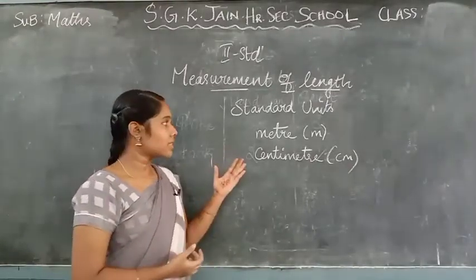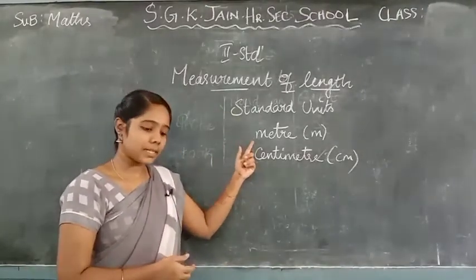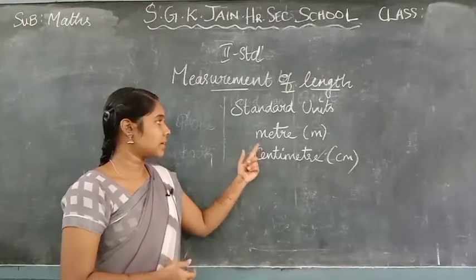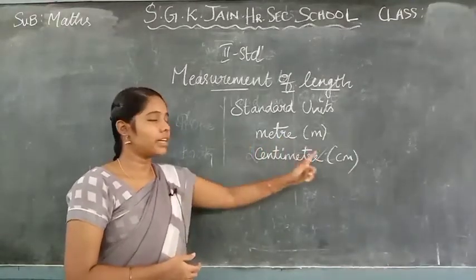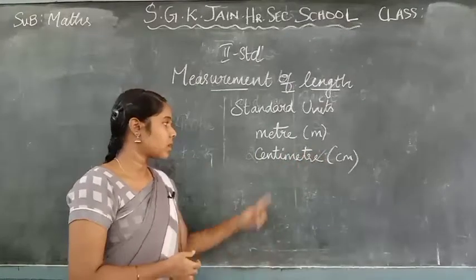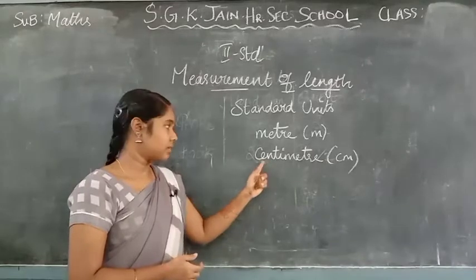So, what are the standard units for measurement of length? The first one is meter. What is the spelling of meter? M-E-T-R-E. In short, we denote it as M. Then, what is this? This is centimeter.